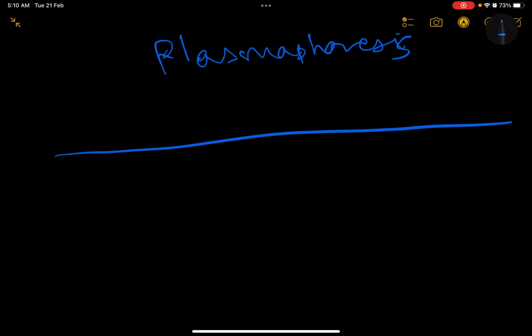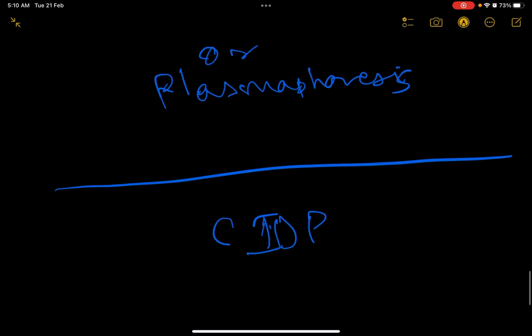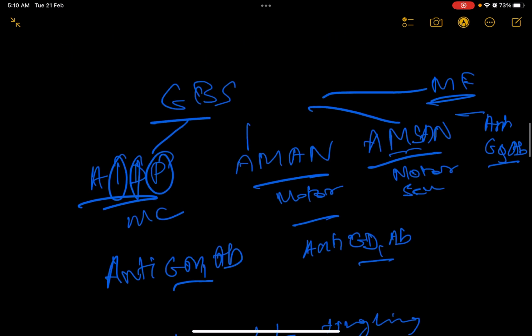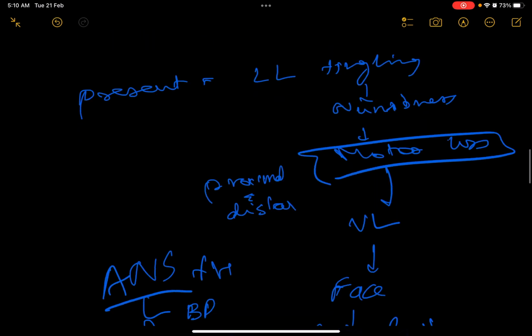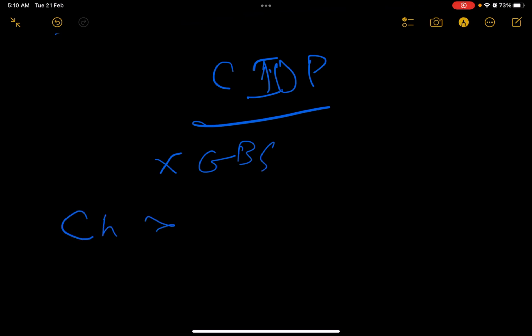Next, just to complete the topic of such similar diseases, I really wanted to get into a very important disease, that is CIDP. Just like AIDP, acute inflammatory demyelinating polyneuropathy, that we had in the classification of GBS, we have something called chronic inflammatory demyelinating polyneuropathy. Is that a part of GBS? Not at all. Why is it chronic? Because it's more than 8 weeks.